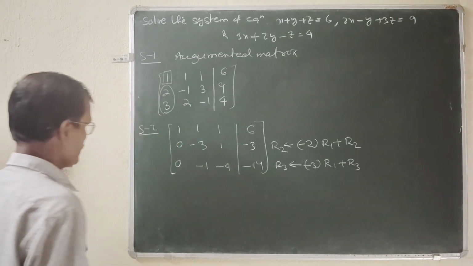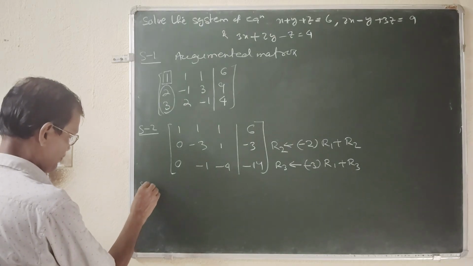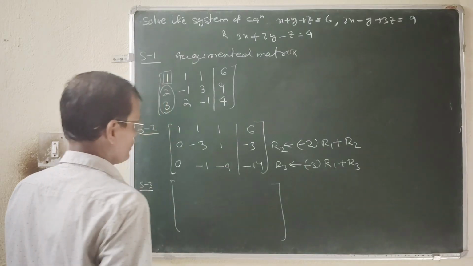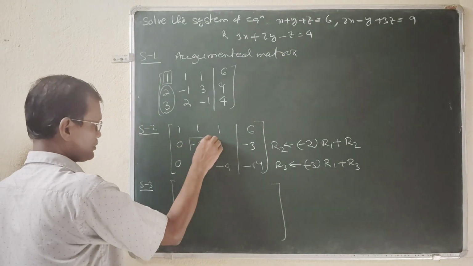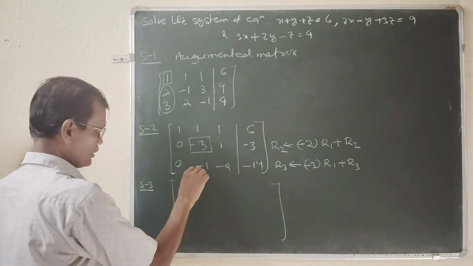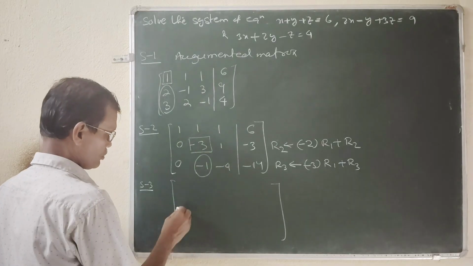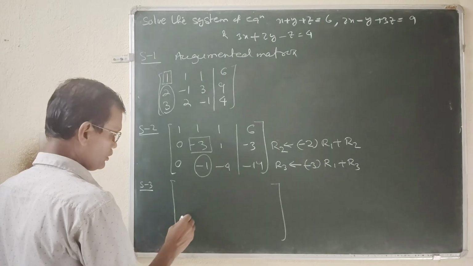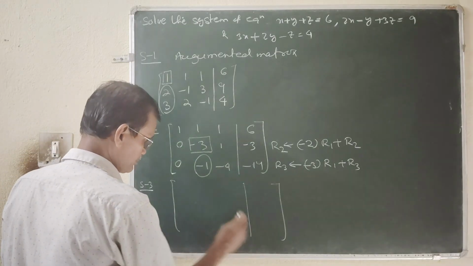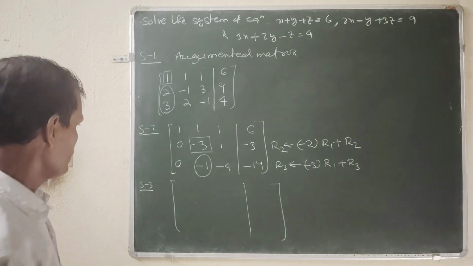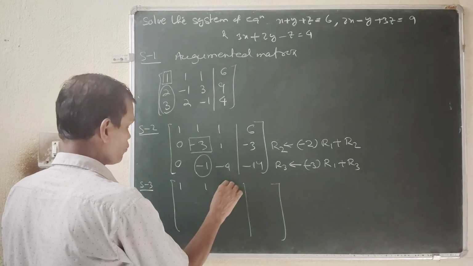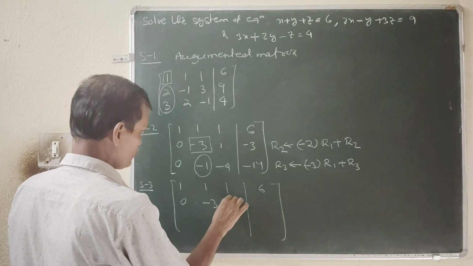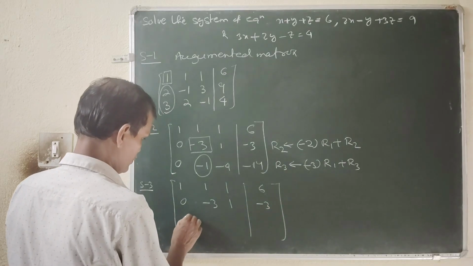Okay, then step 3. In step 3, what we do, you see, now this is our pivot element because this is A22, then we will make this as 0. That means we will not change row 1, we will not change row 2, we will change only row 3. How do you do it? That is 1 1 1 6, 0 minus 3 1 minus 3, 0.